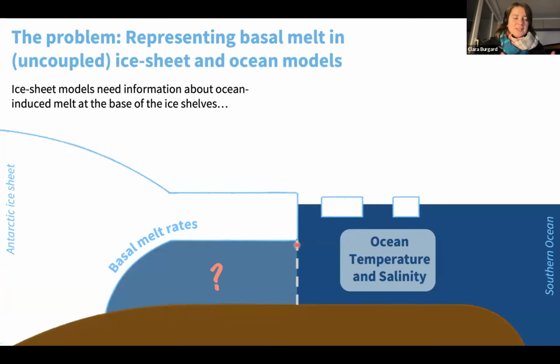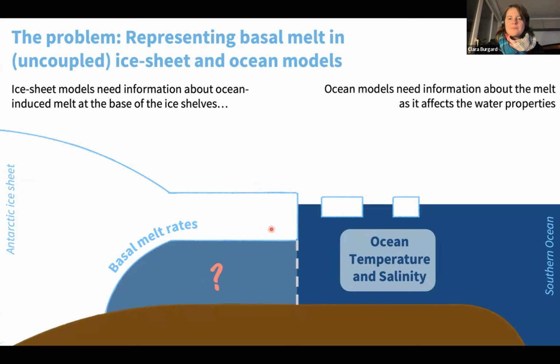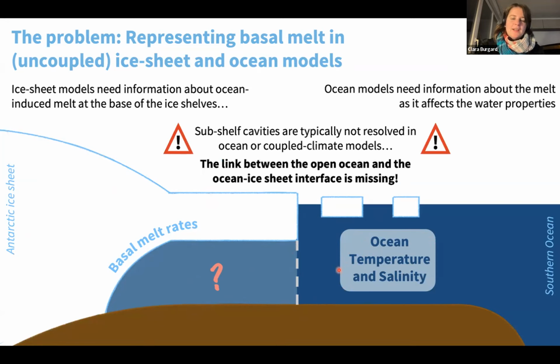So basal melt is important, but we still have the problem of representing basal melt in ice sheet and ocean models. As I said, ice sheet models need information about this melt to force the evolution of the Antarctic ice sheet, and therefore the Antarctic contribution to sea level rise. At the same time, ocean models also need this information because the melt in this cavity below the ice shelf affects the water in front of it. But typically, at the moment, the subshelf cavities are not resolved in ocean or coupled climate models, and so the link between the open ocean and the ocean ice sheet interface is currently missing.